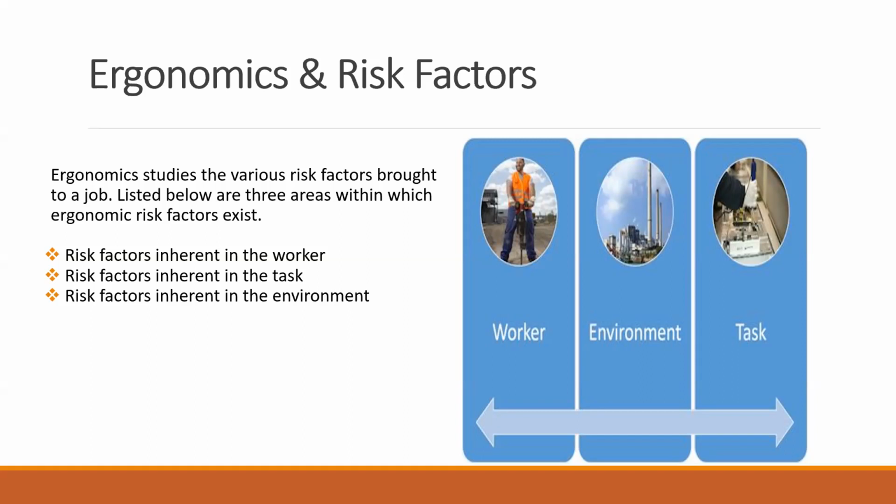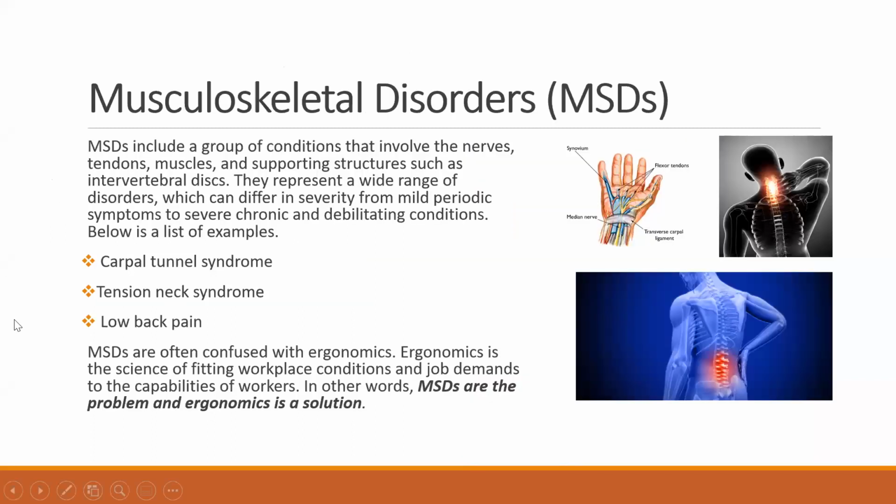Similarly, there are risk factors inherent in the environment. For example, if you are working in sunlight, in a damp area or in rainy weather, all these risk factors contribute to ergonomics. Ergonomics is not only about sitting at the computer; at any workplace where these kinds of hazards are possible, we can say that ergonomic issues are possible.